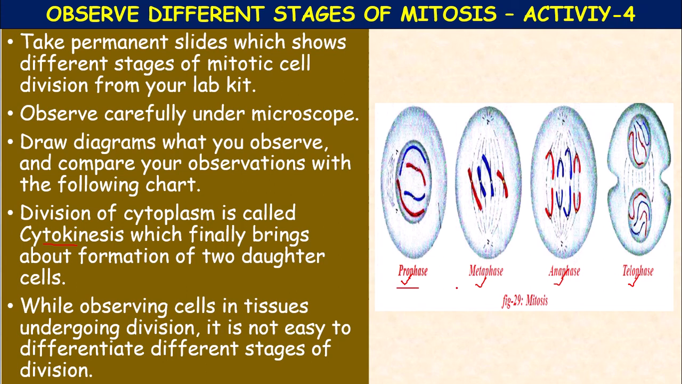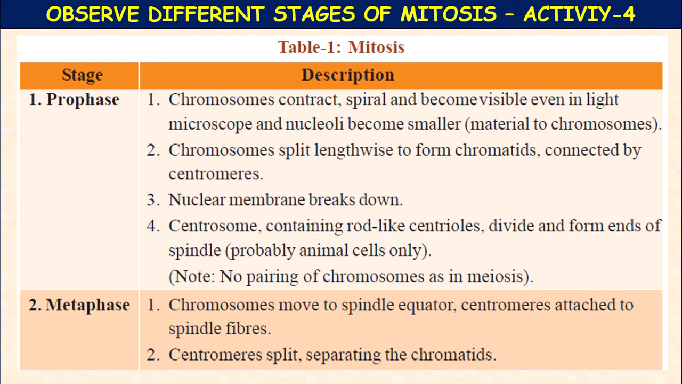During interphase, the cell prepares for the division. Now the nucleus starts dividing, so it is called karyokinesis. Karyokinesis can be studied under 4 subphases: prophase, metaphase, anaphase and telophase. So let us see what happens during prophase.